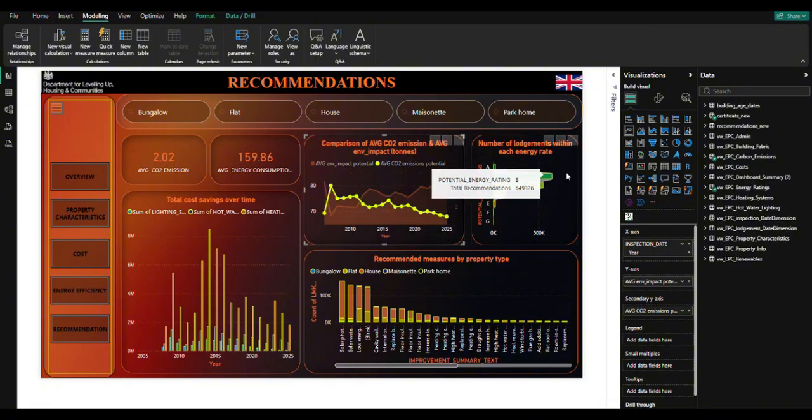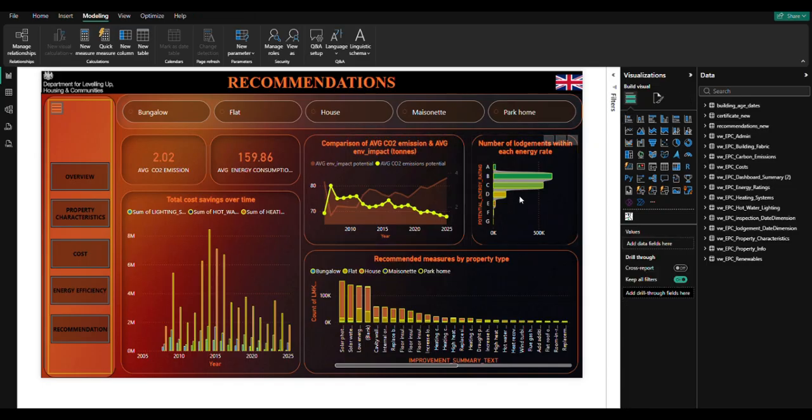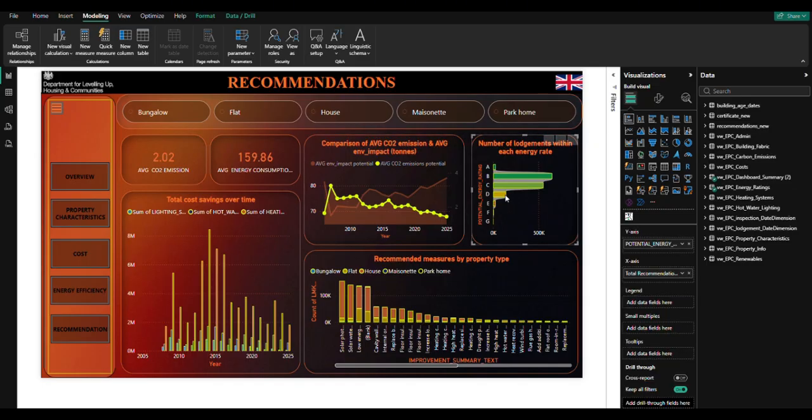The bar chart shows the number of lodgements within each energy rating for potential ratings. Most properties could achieve B or C ratings with recommended improvements, higher than A and D ratings. Also, the B rating is reaching nearly 500,000 potential certifications.